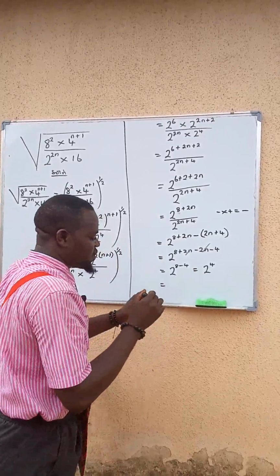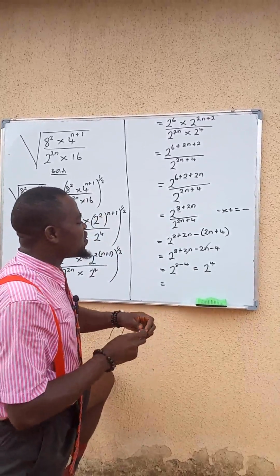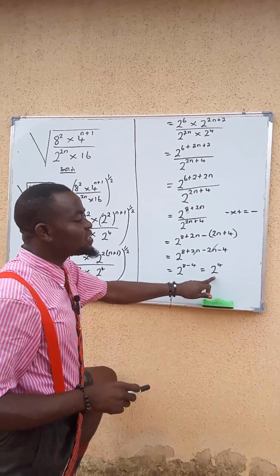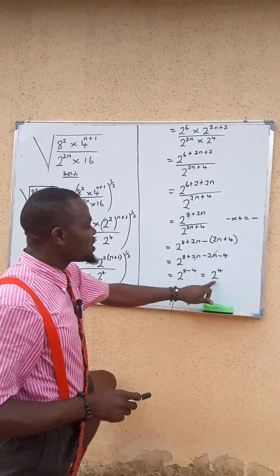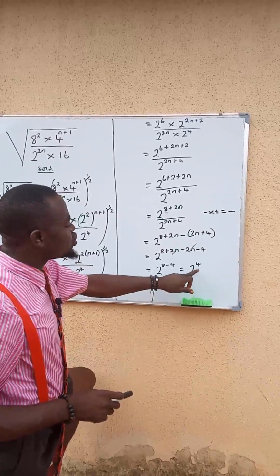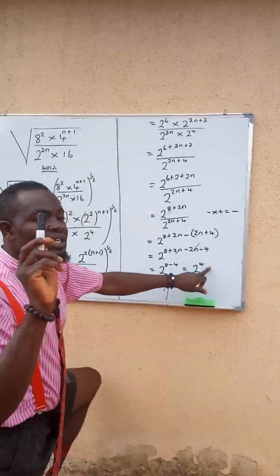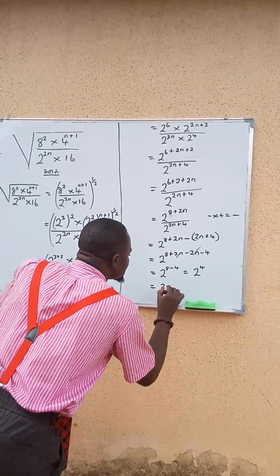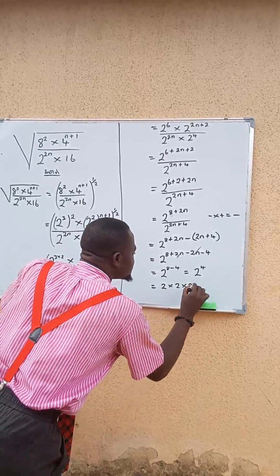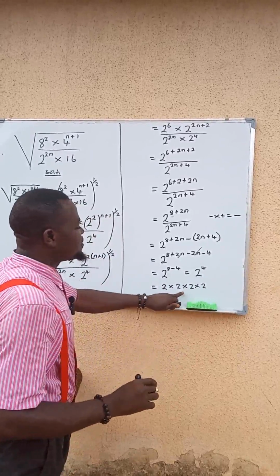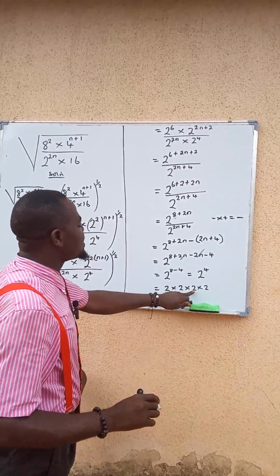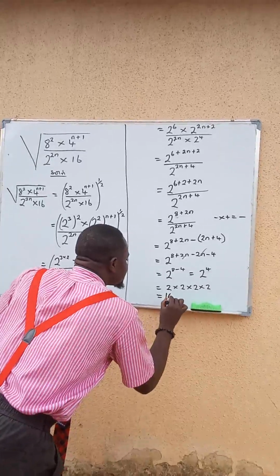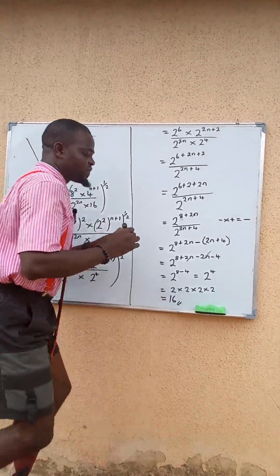2 raised to the power of 4 tells me that when you have the index 4 or power 4 or exponent 4, it tells you the number of times that this 2 multiplies by itself. So 2 multiplies itself 4 times. So this will now give me 2 times 2 times 2 times 2. And 2 times 2 is 4. 4 times 2 is 8. 8 times 2 is 16. So this will now give me what? 16. So 16 is the simplification.